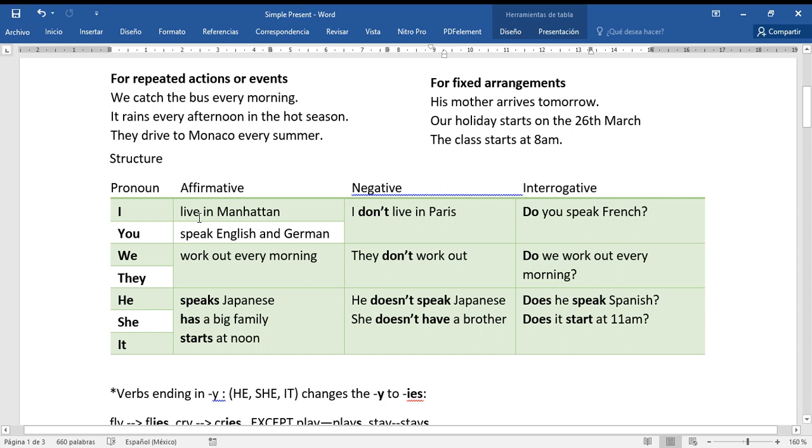Now, in order to do the negative form, we have to use the auxiliary don't and the verb in simple form. I don't live in Paris. I don't speak English and German. They don't work out. We don't work out. This is to talk about the negative.